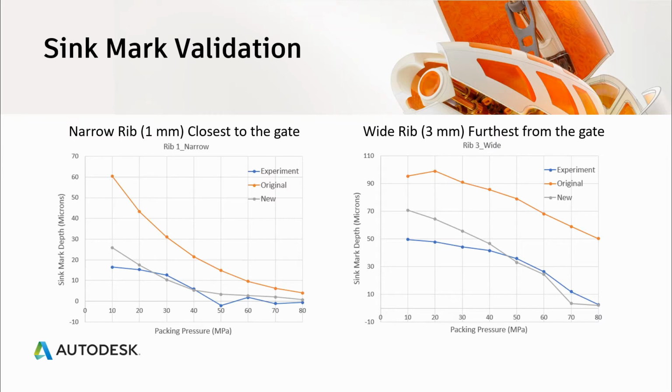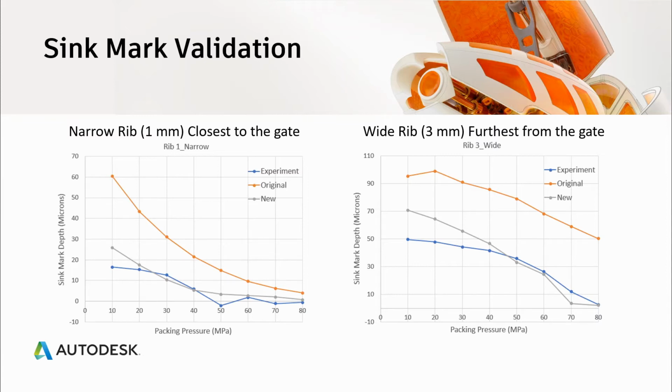Similarly, on the right, you can see the results for the 3 millimeter thick rib, which is the one furthest from the gate, and we can see that the sink mark depth is higher, being further from the gate. And once again, the new prediction is a better match for the trend of the measured sink mark depths from the molded samples.